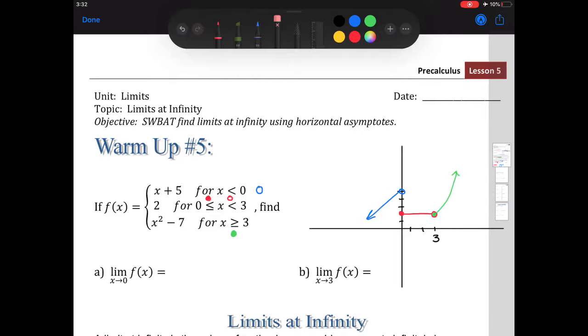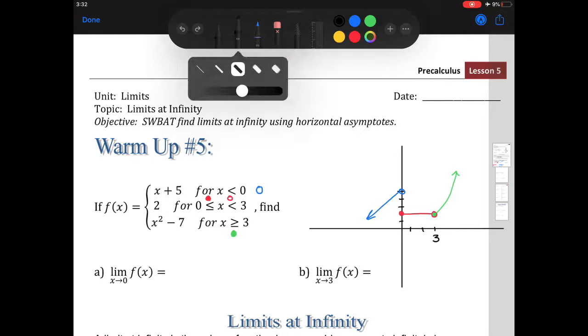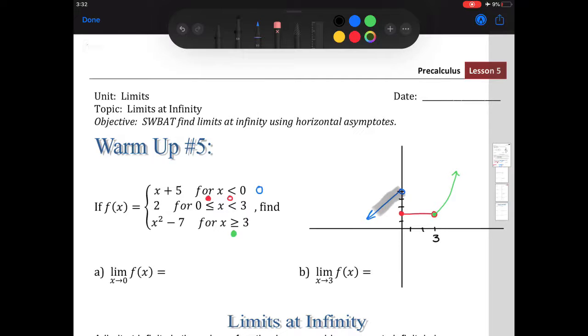Letter A says limit as x approaches 0, f of x is. Again, I'm going to reiterate that our limit is basically our y value, right? As x is approaching a certain number, what's happening to my y? So as x is approaching 0 from the left, I'm going to trace it. I need to reduce the thickness. As x is approaching 0 from the left, my y value is what? 5, right? So it's 5. I'm just going to write it here, 5.